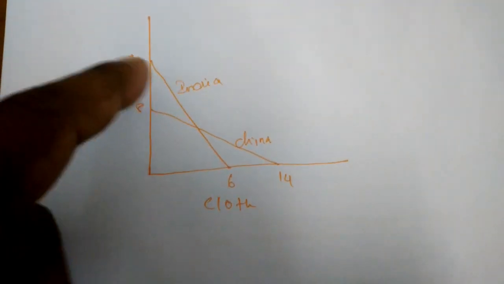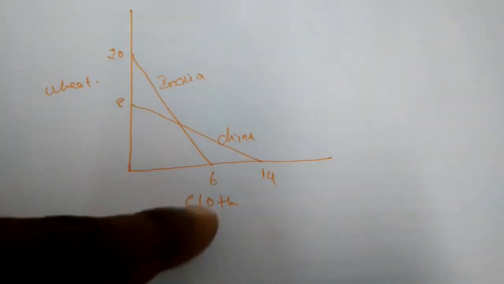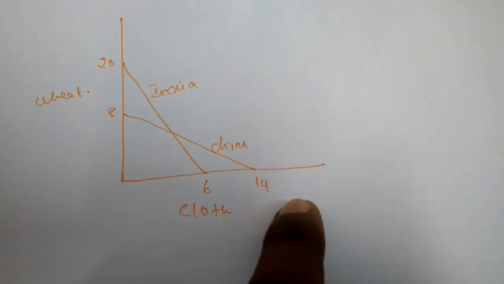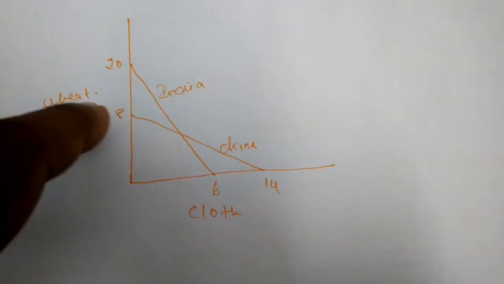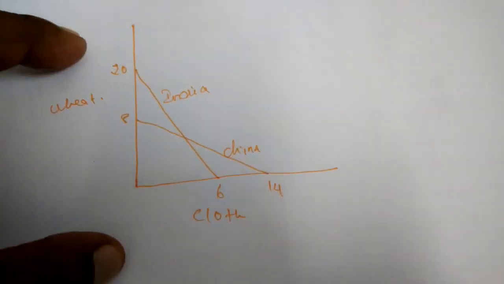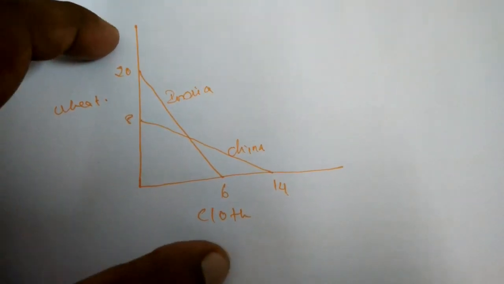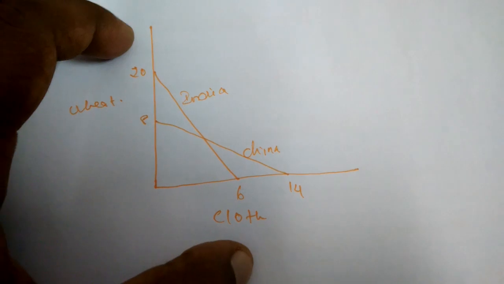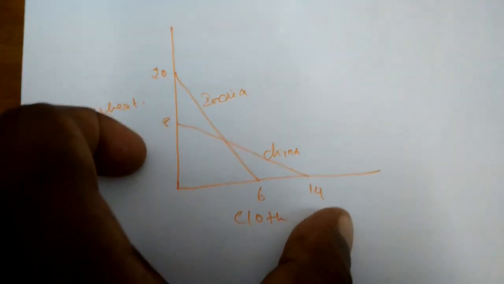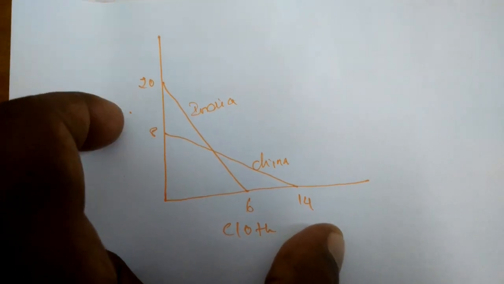India can produce 20 units of wheat and 6 units of cloth by using 1 unit of labor. Like that, China can produce 14 units of cloth and 18 units of wheat by using 1 unit of labor. So India has more power, or more specialized skill, to produce wheat, but it does not have specialized skill to produce cloth. At the same time, China has more specialized skill to produce cloth and less specialization to produce wheat.